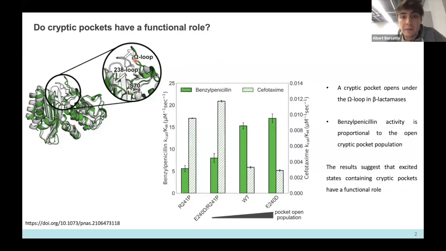What they did here was introduce some mutations in order to switch the populations between open and closed conformations of this pocket. They also related these mutations and these populations to different catalytic activity of the enzyme, meaning that the opening and closing of this cryptic pocket can be linked to different catalytic activity of the same enzyme. So, yes, at least for this case, they do have a functional role.